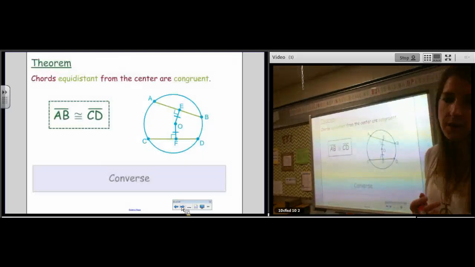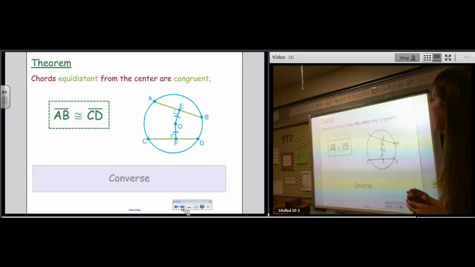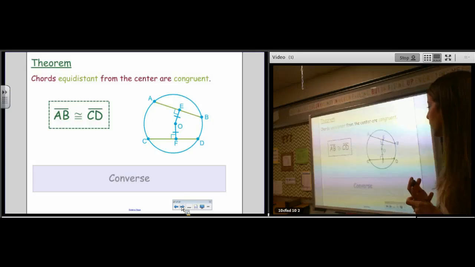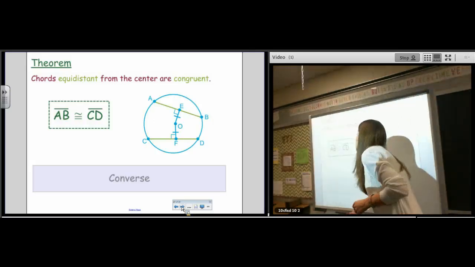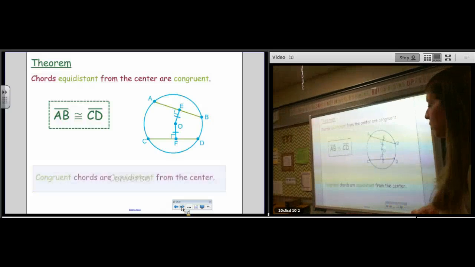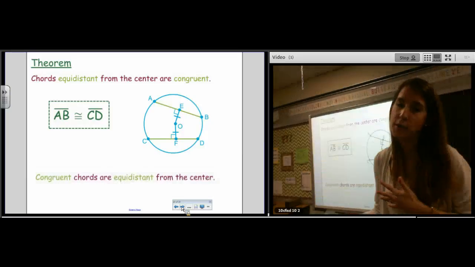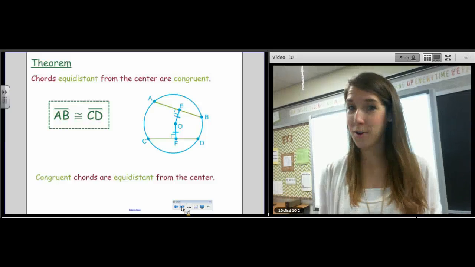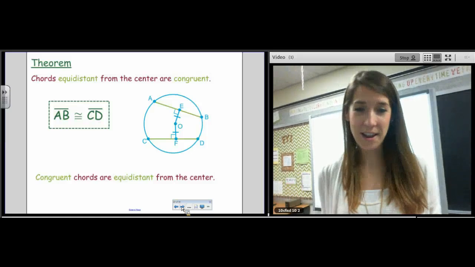Here's the actual theorem written out in words. Chords equidistant from the center are congruent. The converse is also true. If two chords are congruent, then they're equidistant. So if they're equidistant, they're congruent. If they're congruent, then they're equidistant.